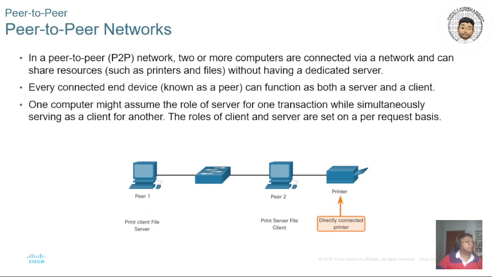And next we have peer-to-peer networks. In this case you have two PCs sharing a printer. In a peer-to-peer network, two or more computers are connected via a network and can share resources such as printers and files without having a dedicated server.